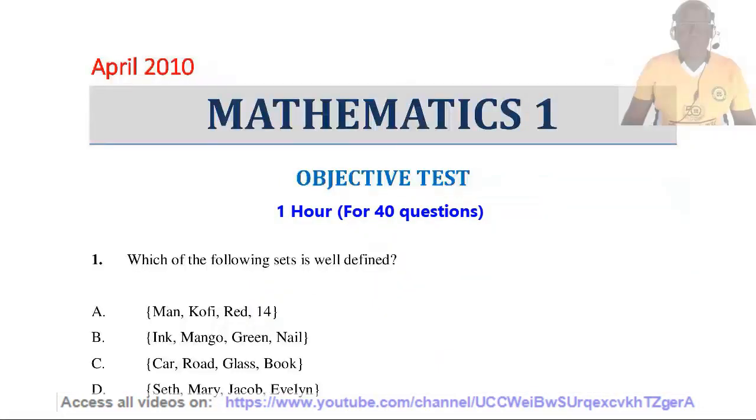April 2010. Mathematics 1. Objective test. Duration 1 hour. Question 1. Which of the following sets is well defined? The answer is D, because the set D contains identical elements.